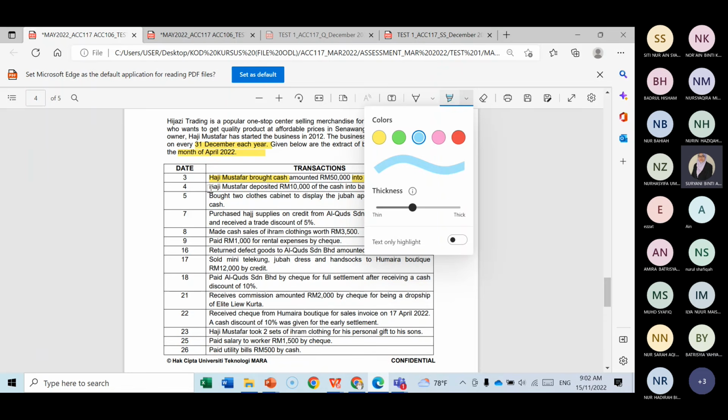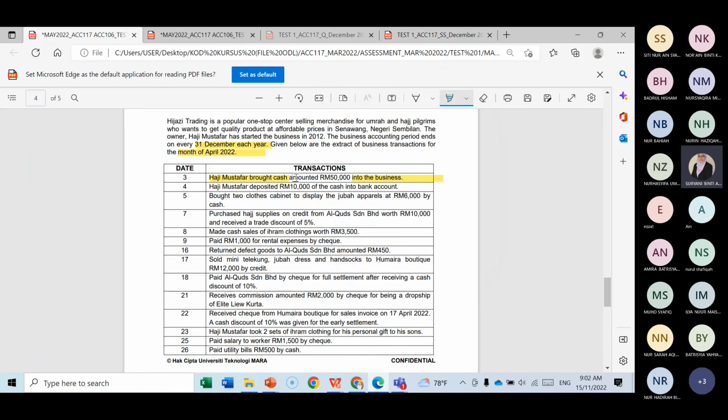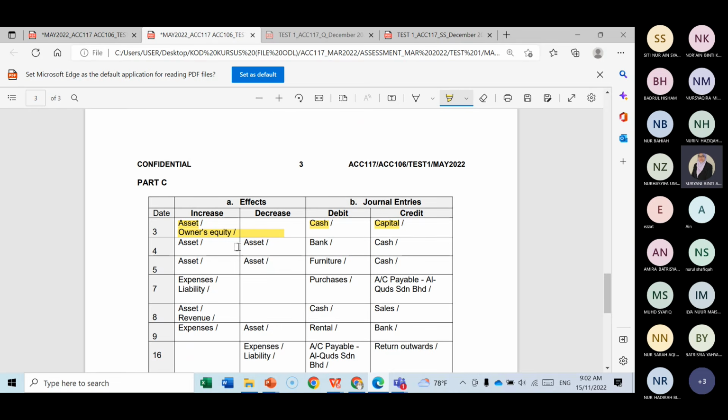Yes, ma'am. Okay, then after he has brought cash into the business, he deposited 10,000 of the cash, which comes from the 50,000 just now, into the bank account. So the cash is already in the business, but now on the 4th of April, the cash has been transferred to the bank account. So what will be the effect? Increase in asset and decrease in asset. Both assets have effects, increase and decrease.